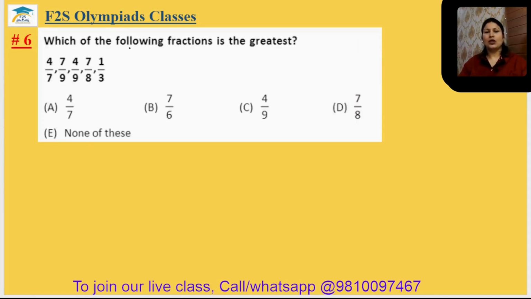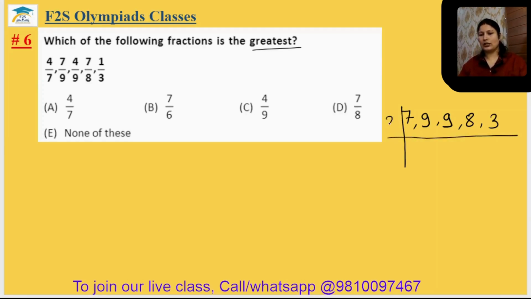Question number 6. Which of the following fractions is greatest? We can compare, we can add, we can subtract fractions only when the fractions are like fractions. Here we can see all the fractions are not like fractions, they are unlike fractions. First we have to make the fractions like, and to make the fractions like, we have to just find the LCM of the fractions. So to find the LCM, take the common factor 3, 3s are, 3s are, 8s are, 1s are.